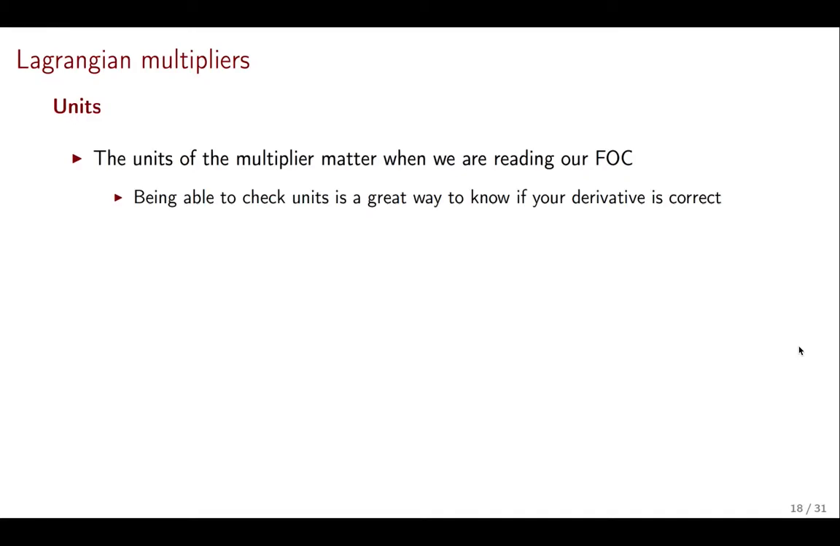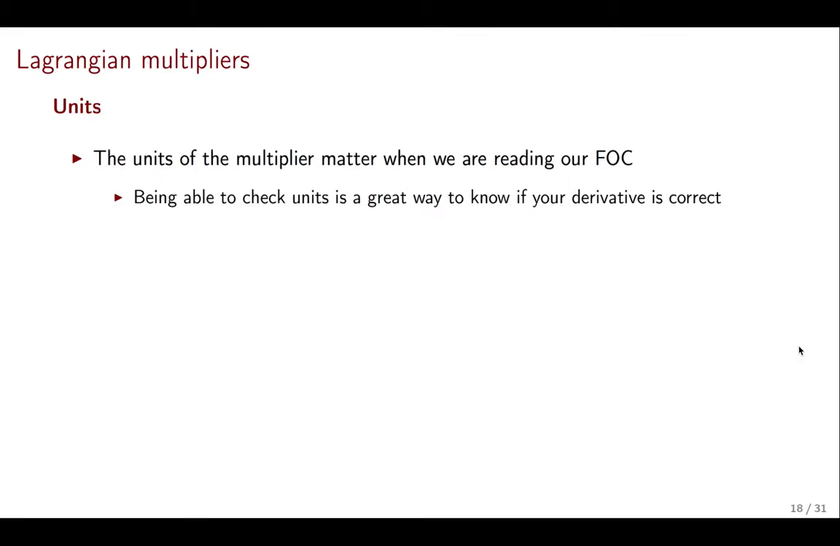So let's talk about the units. Well, the units of the multiplier, as I was saying before, are going to matter a lot when reading our first order condition. But because they matter to read the first order condition, being able to check these units is also a great way of knowing if your derivative is correct.